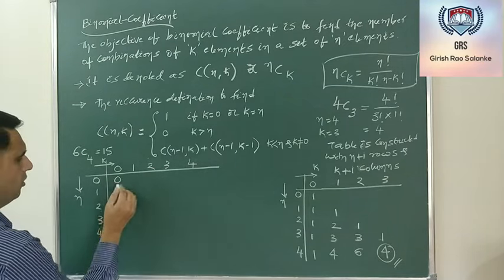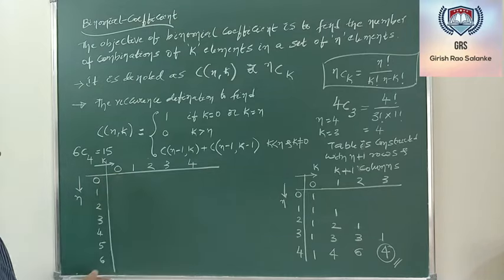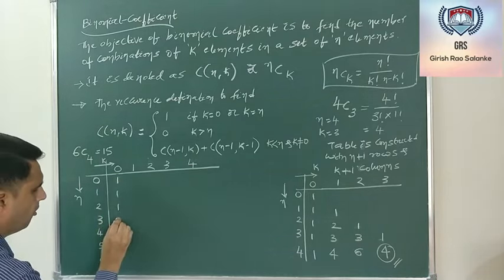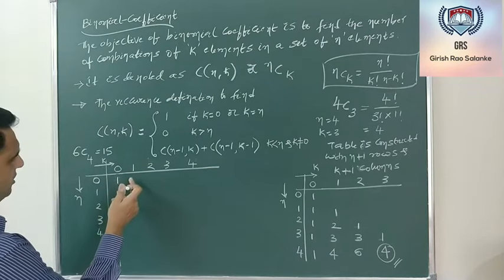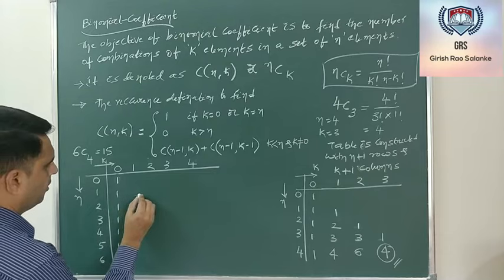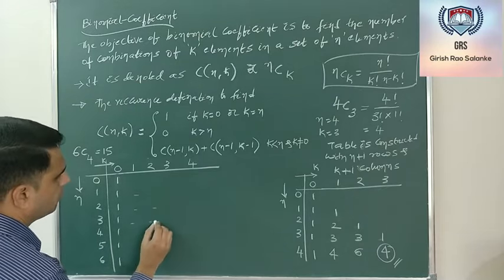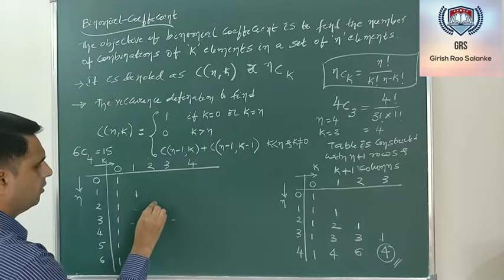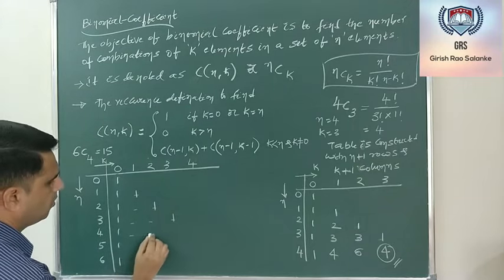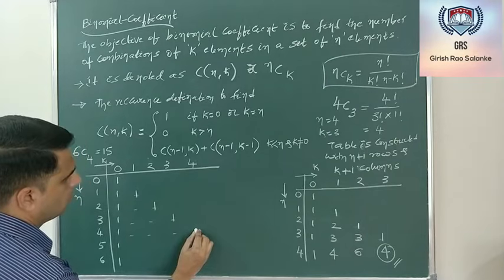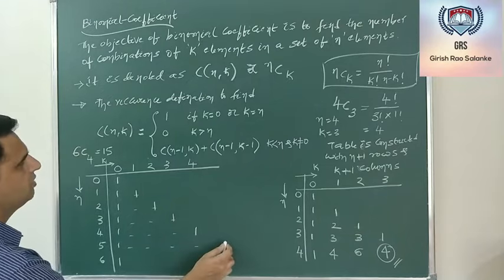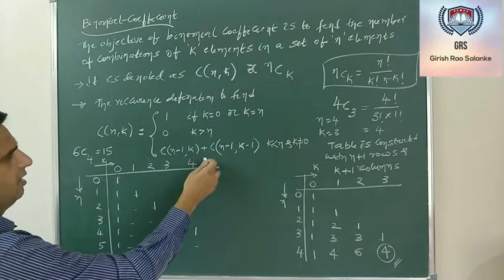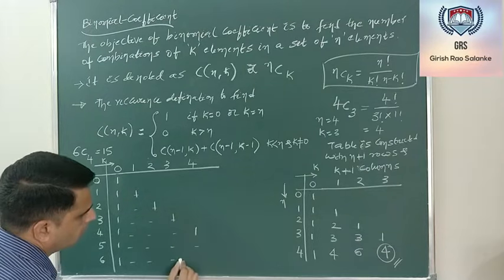K is 4. So, what about the first column? The first column value is 1. Now what we are supposed to do next is the principal diagonal, the diagonal elements. So this is 1, this is 1, this is 1, this is 1. No need to worry about the rest, because if k is greater than n, I'll not go for that.